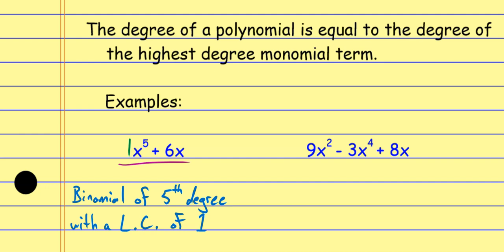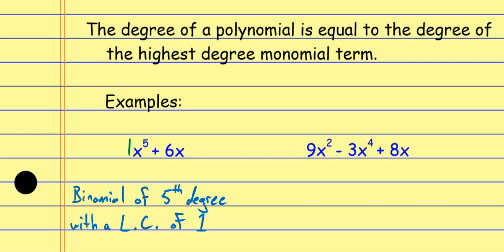So this one, binomial of the 5th degree with a leading coefficient of 1. We could have also said a 5th degree binomial with a leading coefficient of 1, which is typically how I tend to say it, only because I think that uses a little bit less in terms of words. But again, as long as you understand, hey, this is the type of polynomial it is, this is the degree of the polynomial, and this is the leading coefficient, all right?